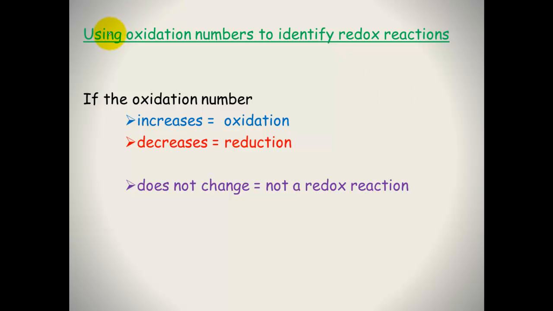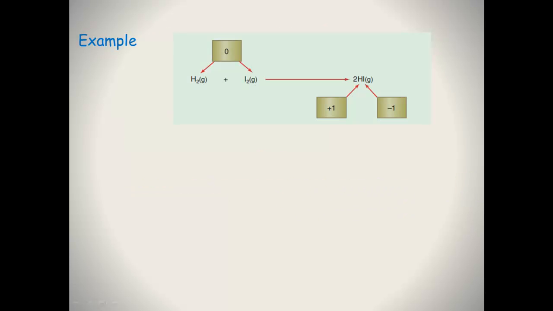So we use oxidation numbers to identify redox reactions. If the oxidation number increases, an oxidation has occurred. If it decreases, reduction has occurred. If there are no changes in oxidation numbers, it is not a redox reaction. Let's look at the first example.